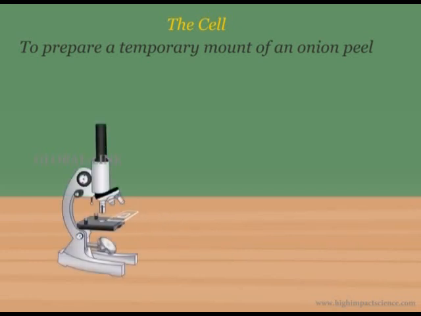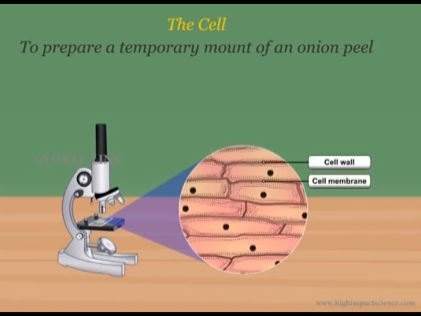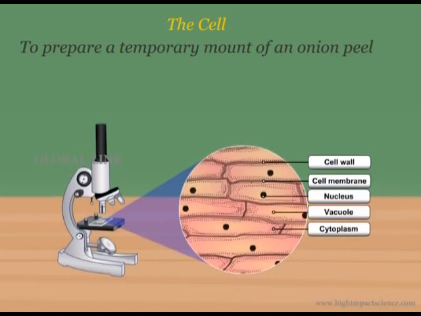Now examine the slide under the light microscope. You will see a large number of cells lying side by side with distinct cell walls. A large stained nucleus is present in the periphery of the cytoplasm. A prominent vacuole is at the center of each cell, surrounded by the cytoplasm.